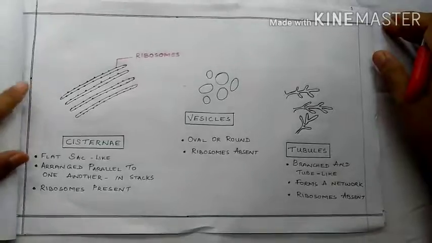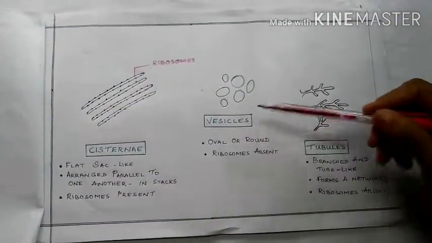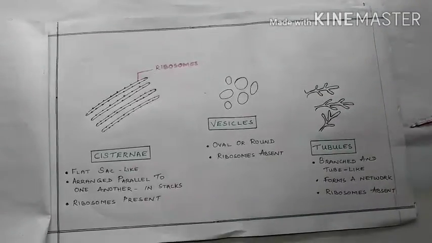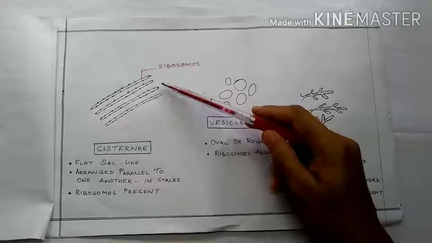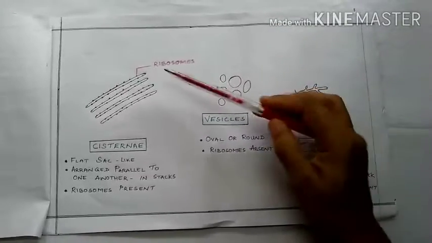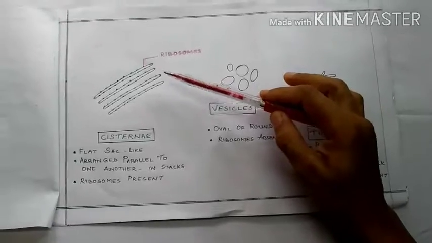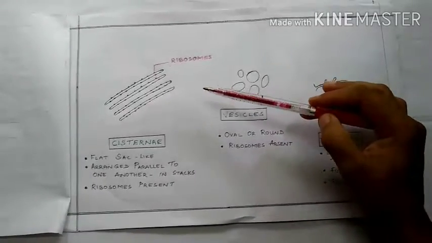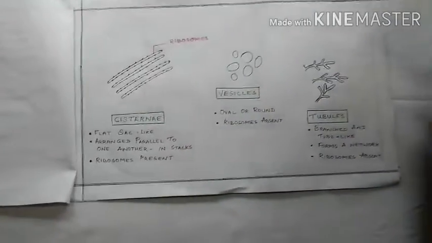Let's take a closer look at the structure of cisternae, vesicles, and tubules. Cisternae, as you can see, are flat sac-like structures. They are arranged parallel to one another and look like a stack. Ribosomes can be seen on their surface.